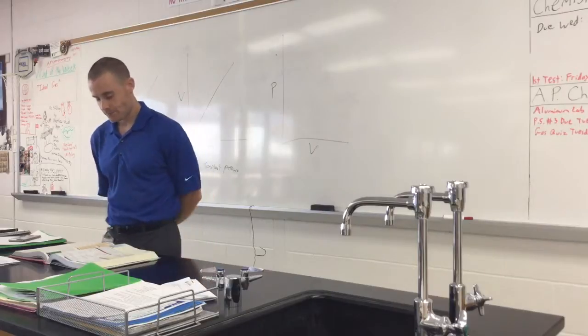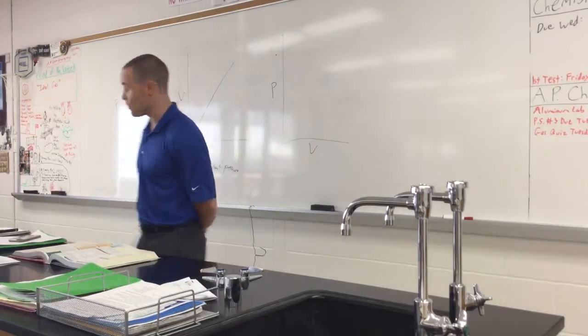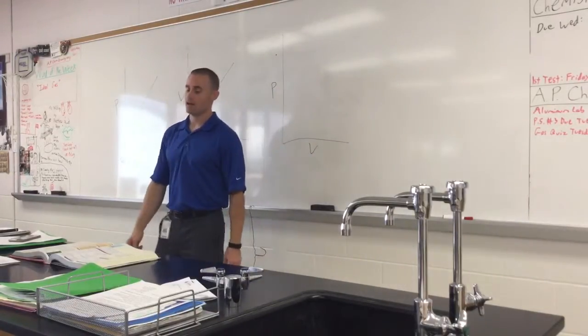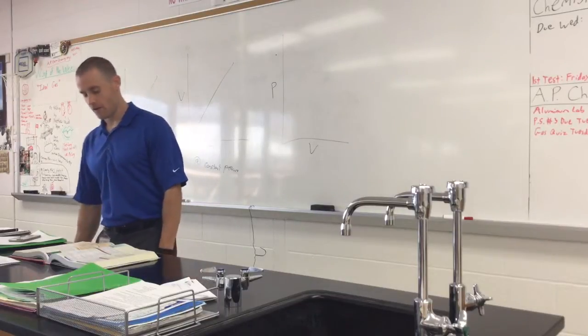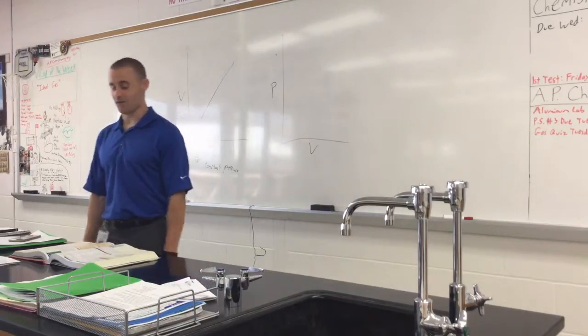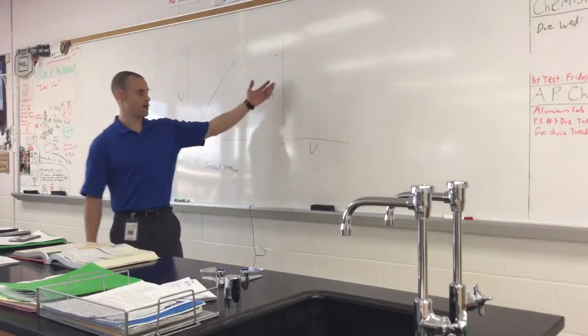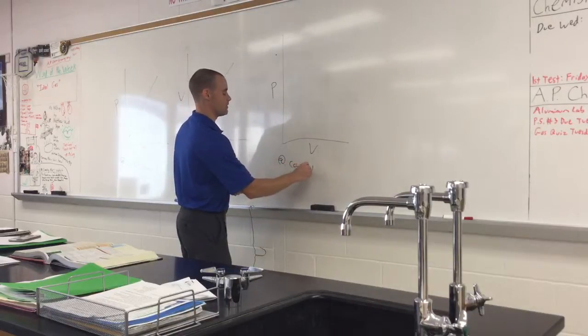Question 15. Which of the three variables that apply to equal amounts of gases are directly proportional? Right here. Temperature and volume are direct, temperature and pressure. All right, here's a big clue. Which relationship is inversely proportional? Pressure and volume. Very good. It's the only graph we have left. So this is at constant temperature.